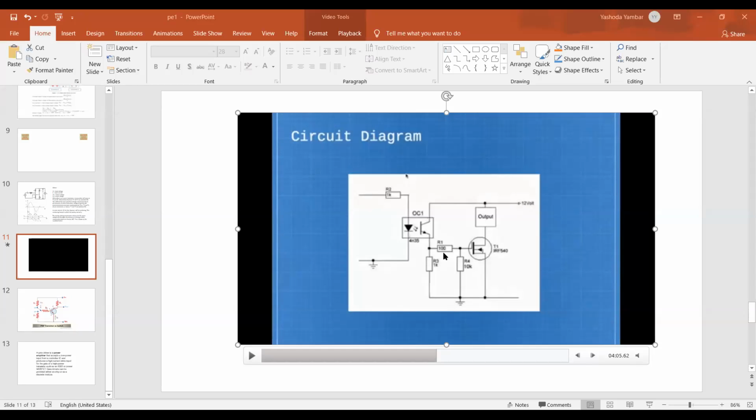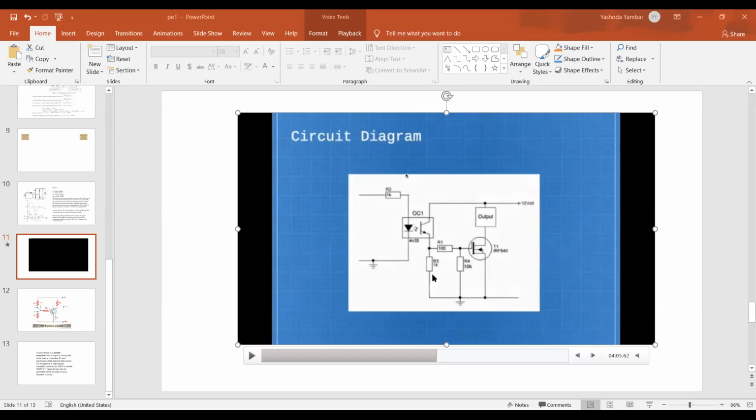So what are these resistors? These resistors are current limiting resistors, biasing resistors. If this resistor is not placed, a large amount of current can flow through the gate terminal of the MOSFET, and the MOSFET might go under breakdown condition. So we should design the circuit in such a way that a proper resistor is placed and the required amount of current flows through the MOSFET gate terminal. These three resistors provide the biasing.